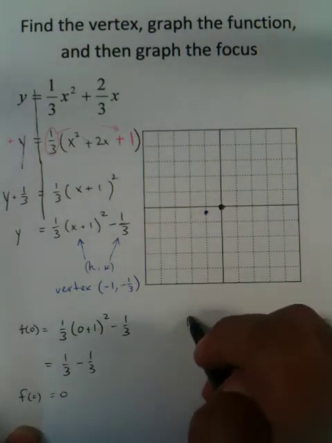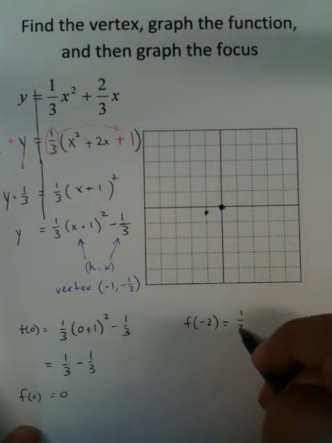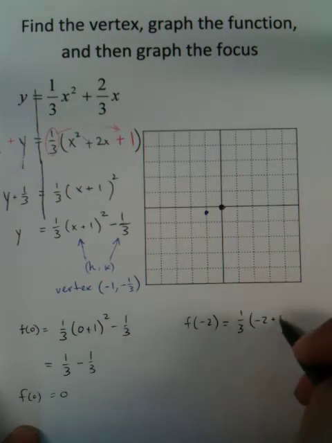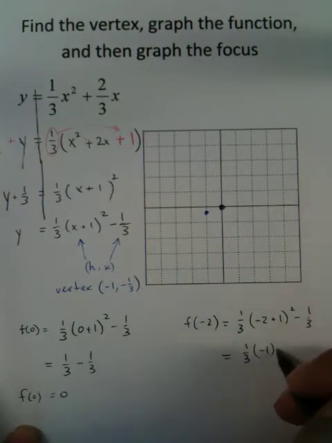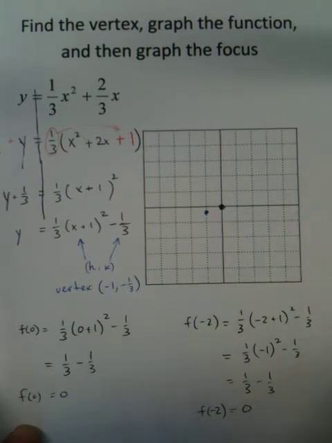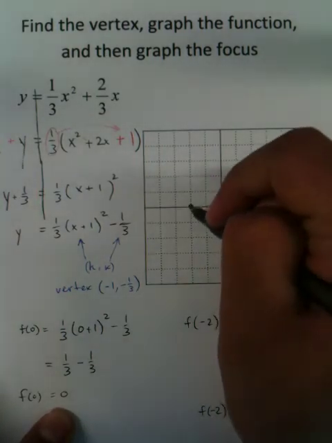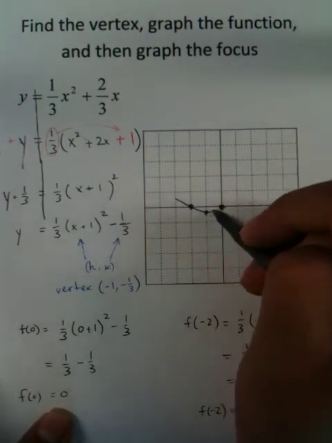Let's use another point. How about we use -2, because that's on the other side of -1. 1/3 times -2 plus 1 squared minus 1/3. Also very convenient, because when you do this, you are going to get -1 squared. And -1 squared turns to +1. That just gets multiplied by 1/3. And you get 0 again. This is not a coincidence. These are supposed to be the exact same values. So when you're doing this, you check that your work's correct.